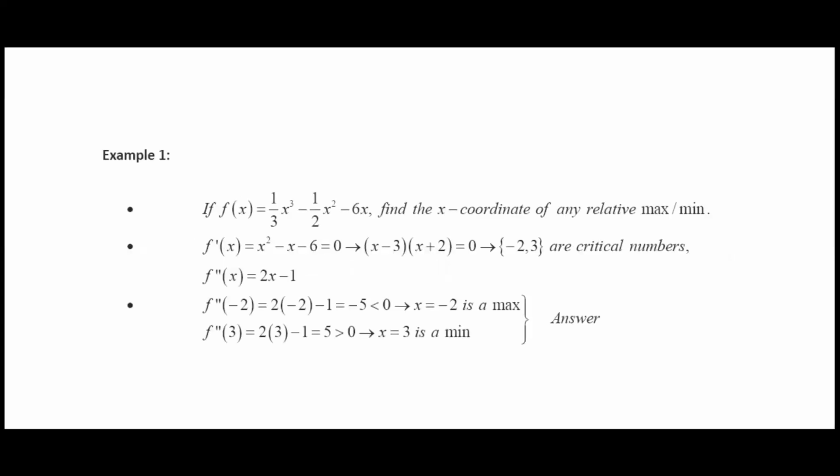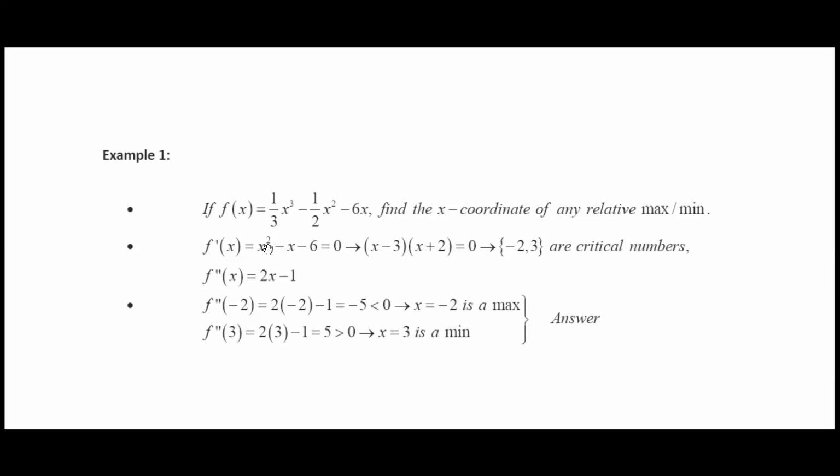So, first example. f(x) is 1/3 x cubed minus 1/2 x squared minus 6x. We want to find the x coordinate of any relative max mins, and that's the direction of all 4 problems. So, repeat that every time. We need critical numbers. So we take the first derivative, and when we do, we get this, and with factors, set it equal to 0, and we get -2 and 3 are critical numbers, and there's nowhere the first derivative doesn't exist, so they are the only critical numbers.